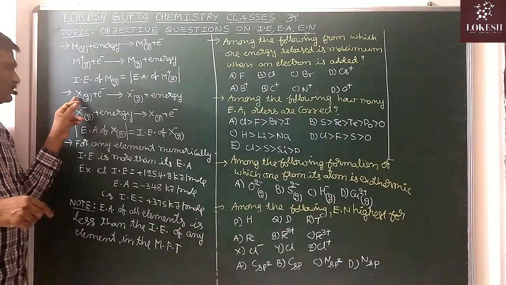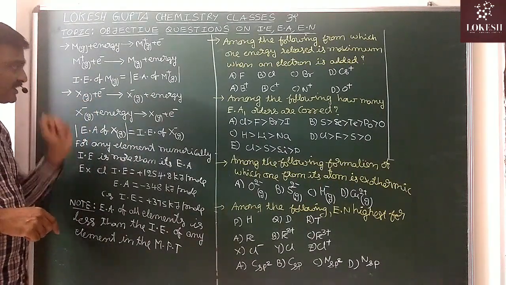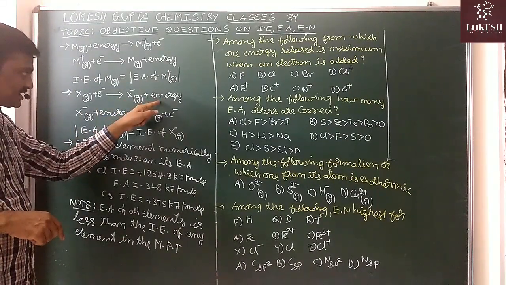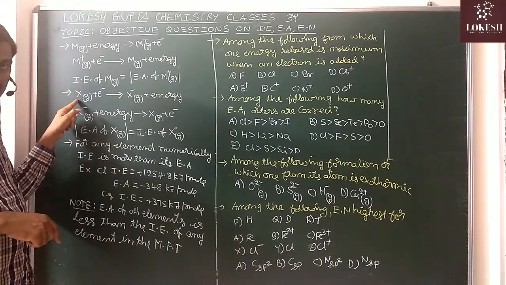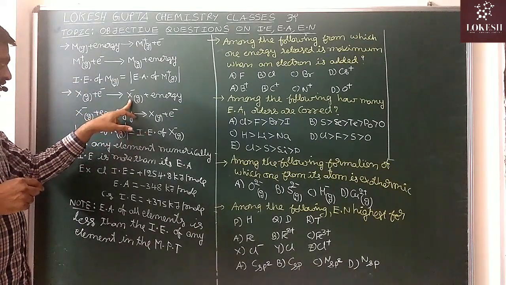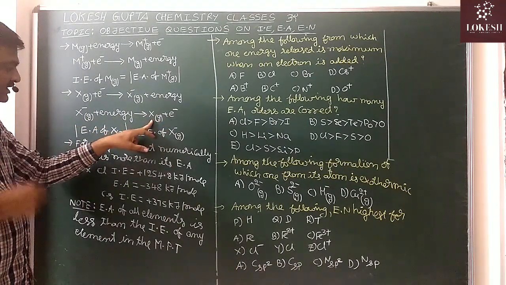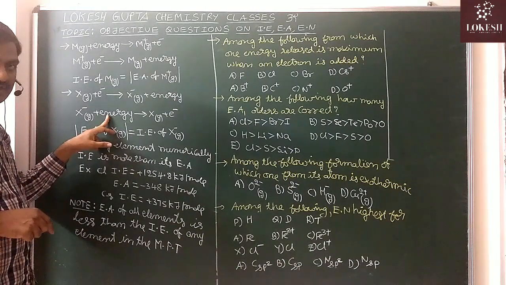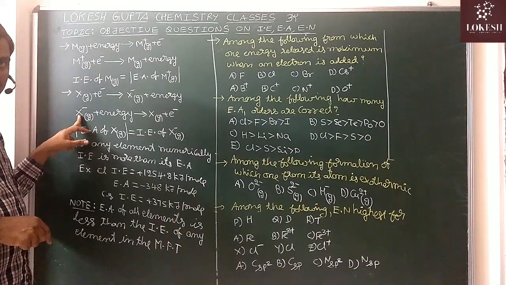Next, when an electron is added to a gaseous atom, X minus is formed plus some energy released. This released energy is the electron affinity of X. Now reverse this equation. It means from the X minus gas, to remove an electron and convert it into X gas, some energy is required. This required energy is called the ionization energy of X minus gas.